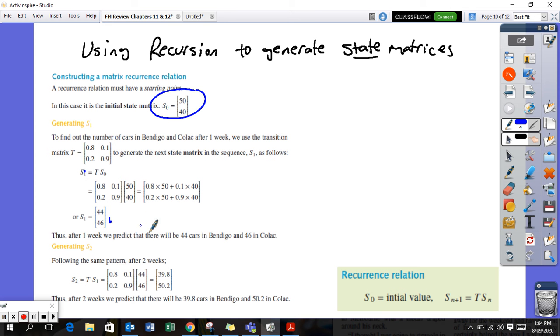So Colac's going up, Bendigo's going down. So then if we go S2 is T times S1, we find out after 2 weeks there's 40 cars in Bendigo and 50 cars in Colac. Okay, the other way of doing this is S2 equals T squared times S0. We could do it that way. This one is the recurrence relation. S0 is the initial value up here, and Sn plus 1, the next state, equals a transition matrix times the current state.